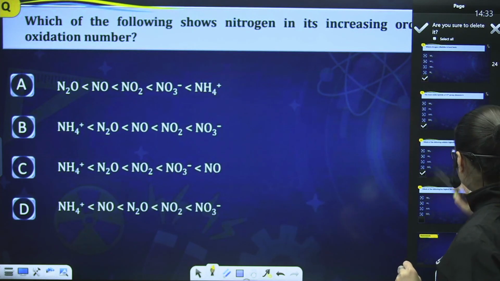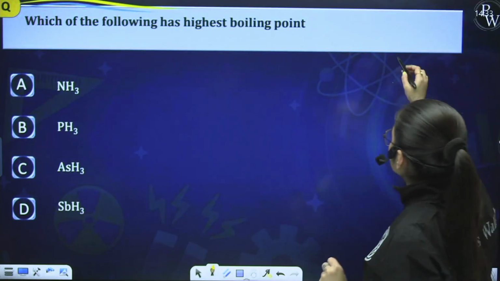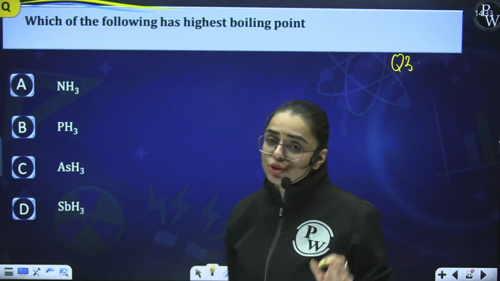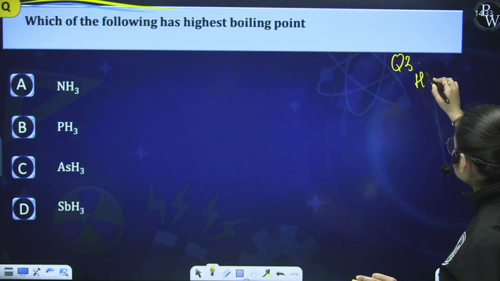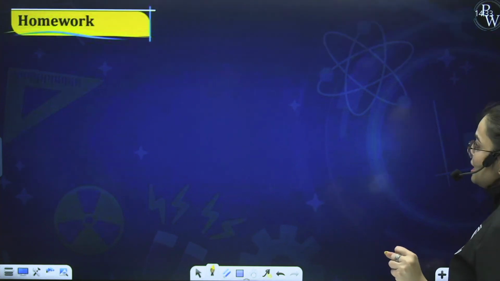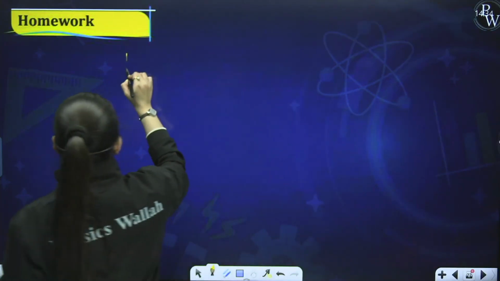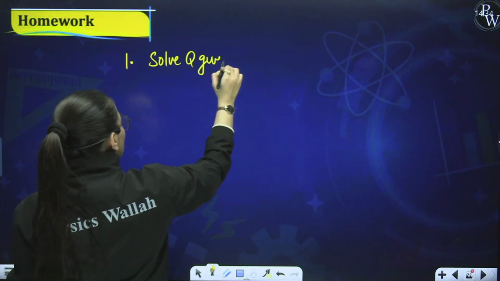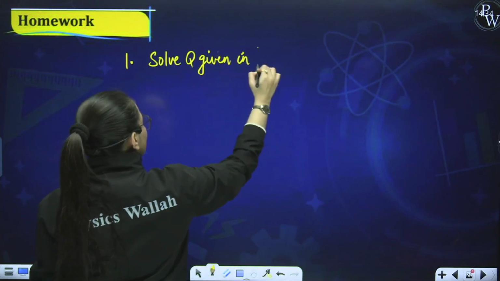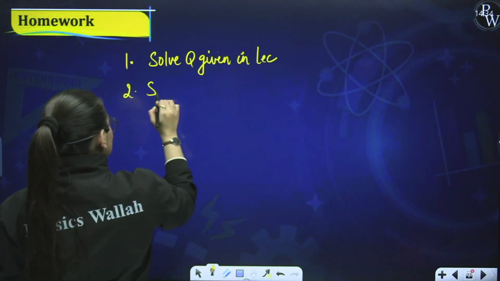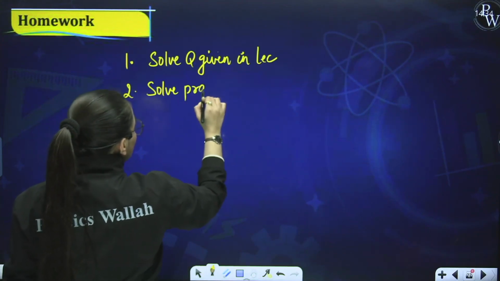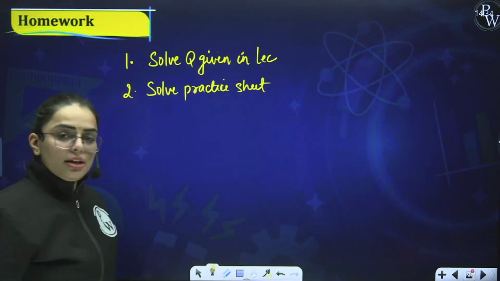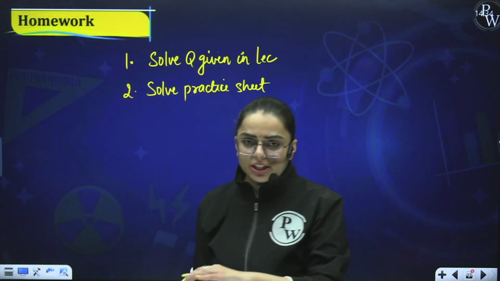Question number 3 for your homework is, which of the following has the highest boiling point? So I have given you 3 questions right now, which you have to answer in the comment section. The first homework is to solve the questions given in the lecture. The second one is to solve your practice sheet. The questions with regard to reactivity towards hydrogen or reactivity towards oxygen, just skip them because we shall be covering them in the next lecture.